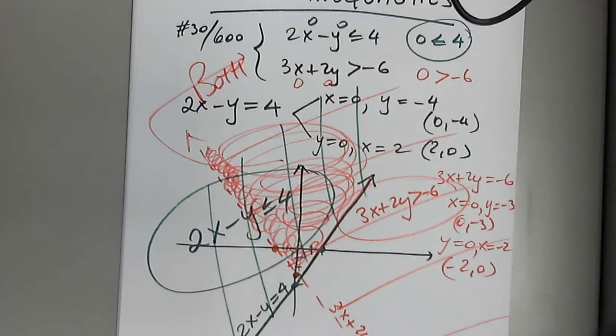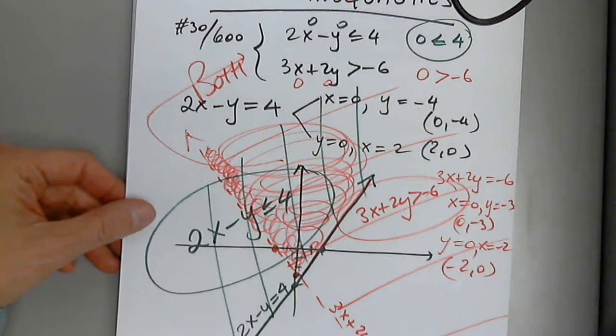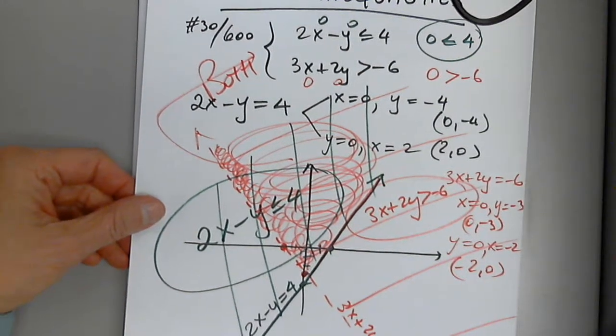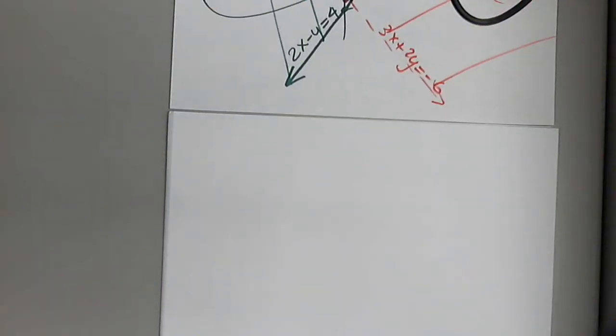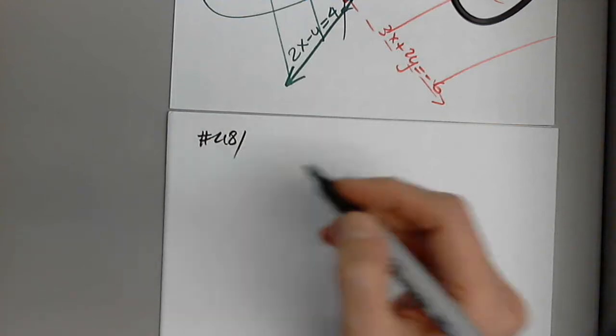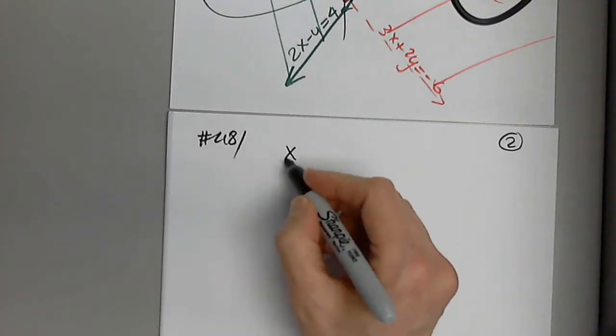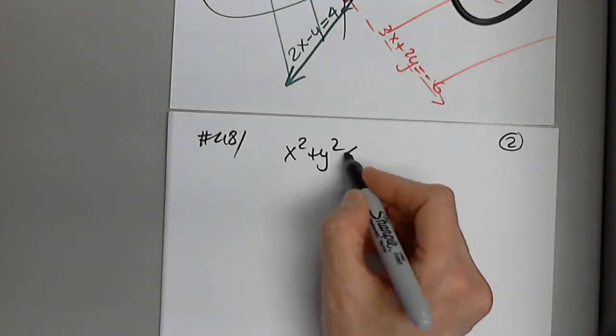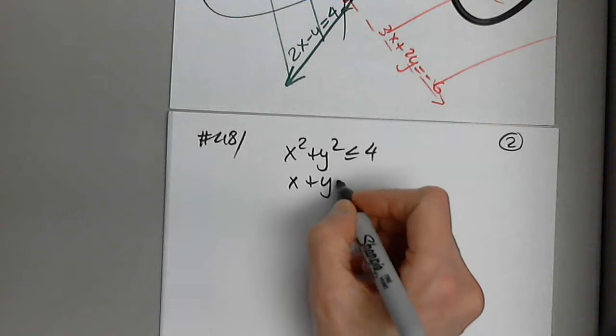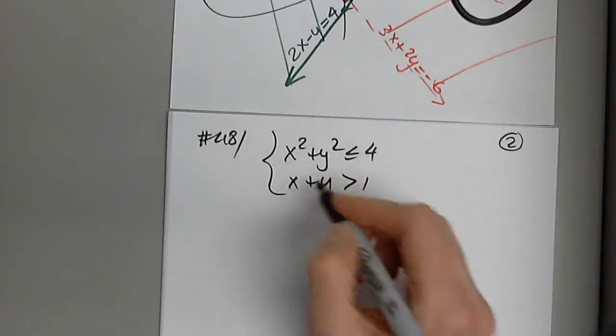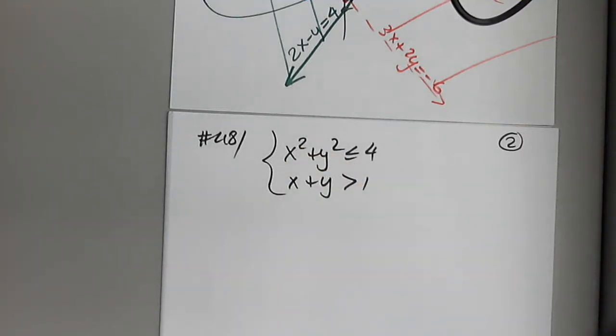So this was a linear system. And now let's look at a couple of nonlinear. This we've seen in the previous course at some point in time. Okay, so let's look at nonlinear now. Number 48, same page. 48, x squared plus y squared less than or equal to 4, and x plus y greater than 1. I see one linear and one nonlinear, another combo.